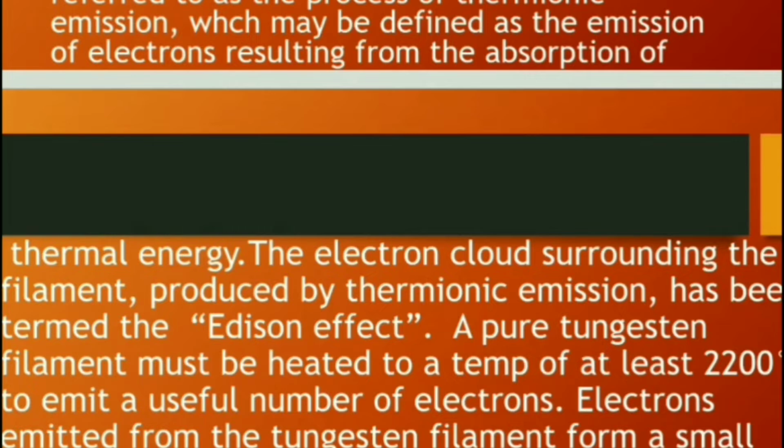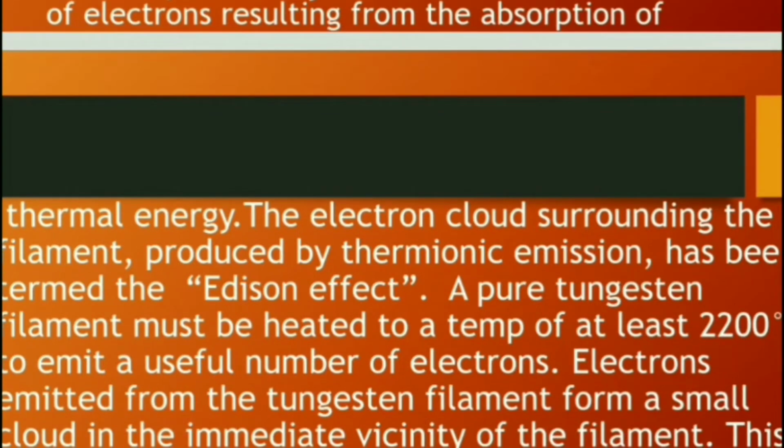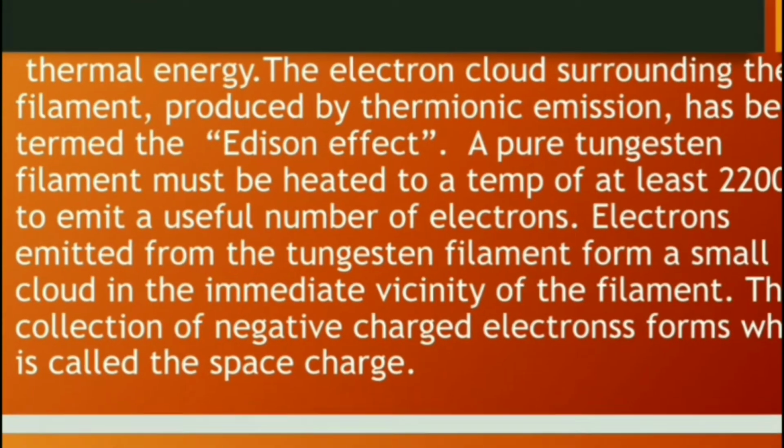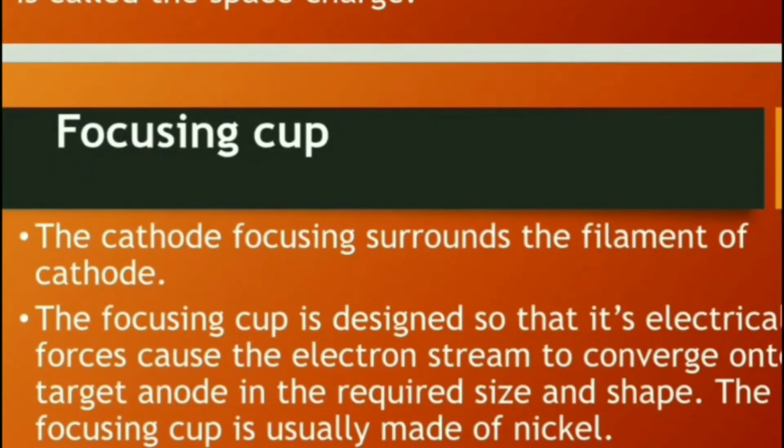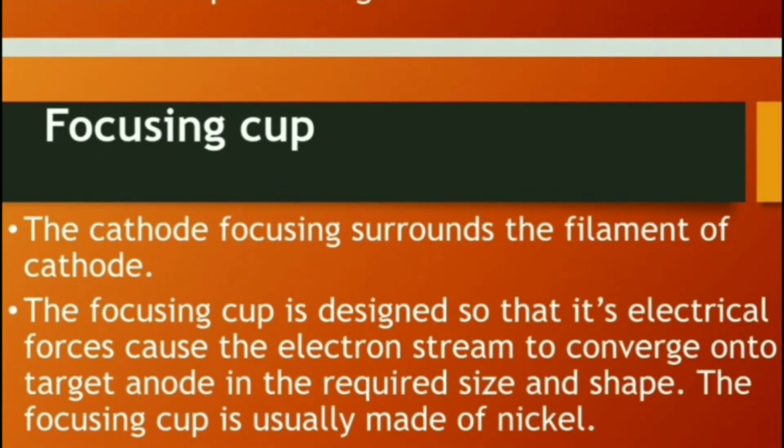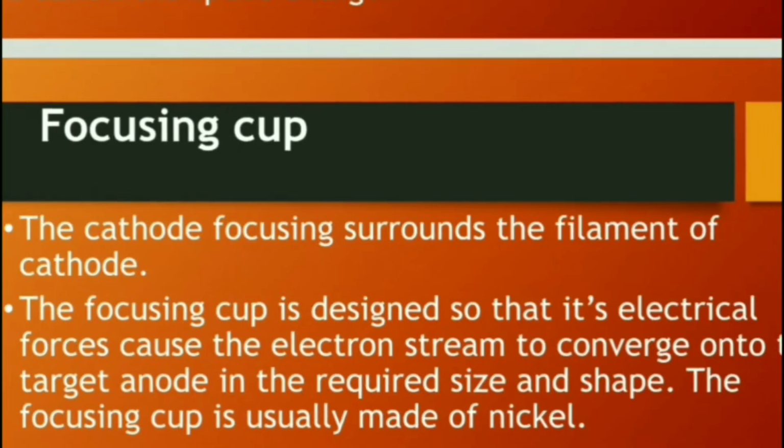They escape, which is referred to as the process of thermionic emission. So because of thermionic emission, electrons are produced. Noted down here that thermionic emission is the process in which electrons are produced. We can define thermionic emission as the emission of electrons resulting from the absorption of thermal energy. Now the electron cloud that surrounds the filament, produced by thermionic emission, is termed the Edison effect.